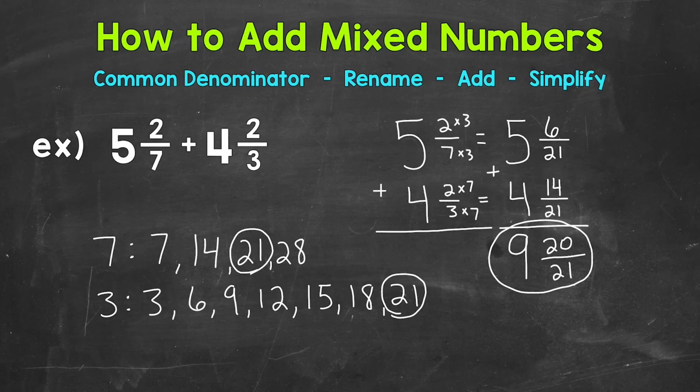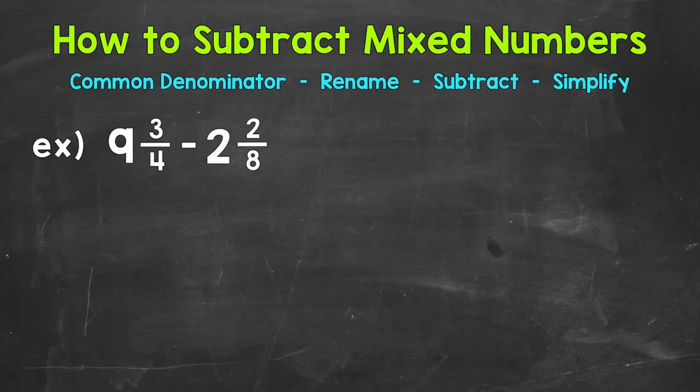Next, let's move on to subtraction. So for our subtraction example, we have 9 and 3/4 minus 2 and 2/8. Now the first thing that I'm going to do is rewrite this problem vertically, so up and down. And I'm going to line up my whole numbers and fractions. So let's come to the side here and we'll do 9 and 3/4 minus 2 and 2/8.